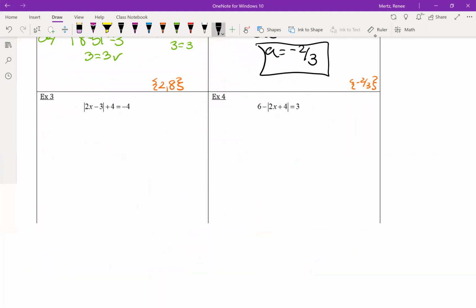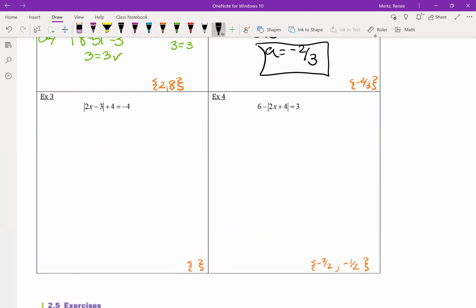For example 3, you can either do a lot of work or a little work. Right away, when I get the absolute value set equal to a negative 8, if I see that, you could get no solution. So an absolute value cannot be negative.